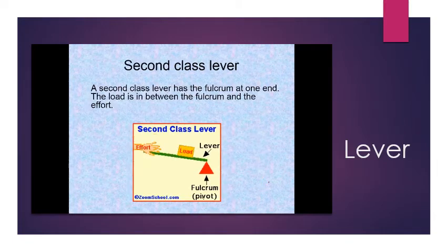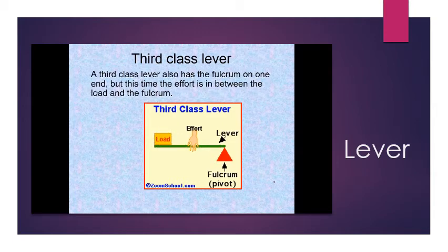A second class lever has the fulcrum at one end, while the load is in between the fulcrum and the effort. So here you can see the load, the object we're moving, has moved into the middle. If you added a barrel to this and you made the fulcrum a wheel, this would look like a wheelbarrow. Your hint for remembering the second class lever is second class ELF. If you can spell the word ELF, you see it goes effort, load, fulcrum. So the load is in the middle. That's what you need to remember to get the second class lever.